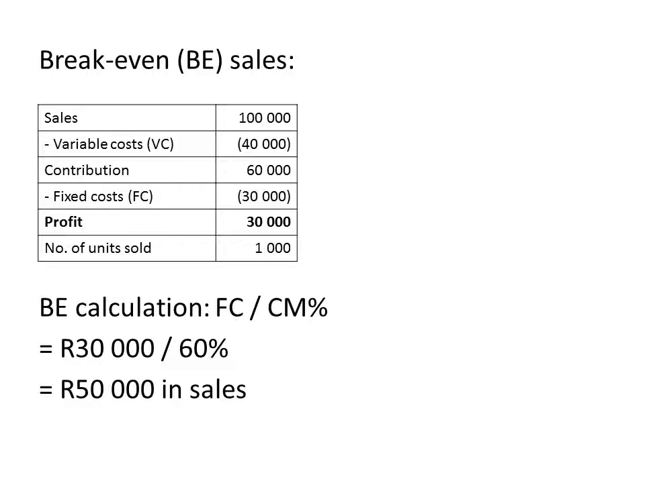So our same example again, our contribution margin percentage is the 60,000 contribution divided by 100,000 Rand sales, which is 60%. Then fixed cost 30,000 divided by 60% is the 50,000 Rand in sales that we had previously.